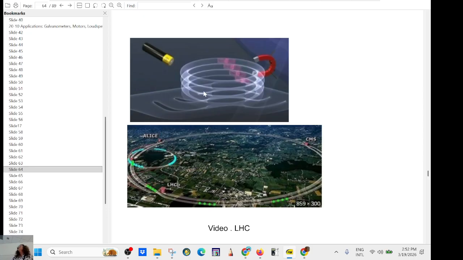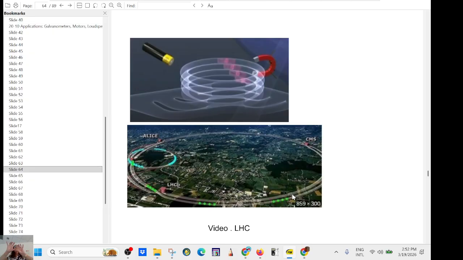A very nice application is the Large Hadron Collider. It's a particle accelerator between Switzerland and France, underneath, inside the ground. You have protons. How do they get protons? They take hydrogen, they strip the electrons, and then they accelerate the protons with an electric field. So they make them faster, and then they make them go into a circle with a magnetic field.